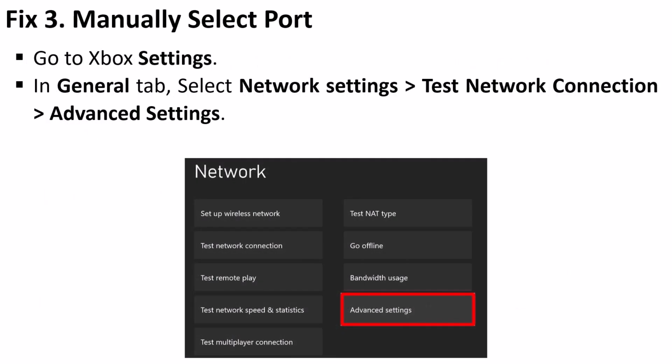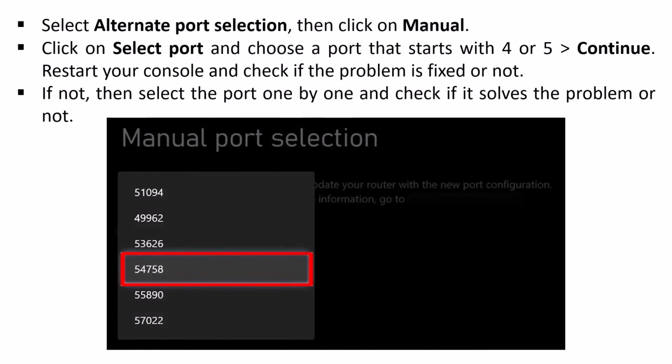Fix 3. Manually select port. Go to Xbox settings, in the General tab select Network settings, Test network connection, Advanced settings. Select Alternate port selection and then click on Manual. Click on Select port and choose a port that starts with 4 or 5. Continue. Restart your console and check if the problem is fixed or not. If not, then select the ports one by one and check which one works for you.